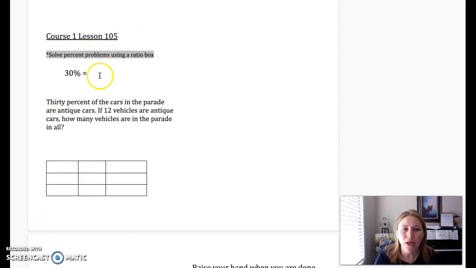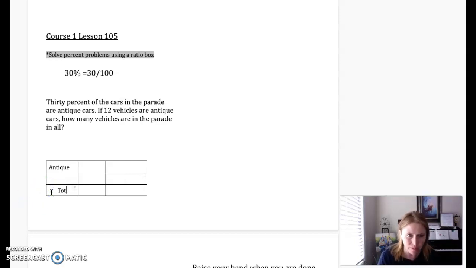So first of all, I wanted to quickly remind you what percent means. Percent is per 100, okay? So that just helps us to remember kind of how much we're talking about when we talk about the total. So they gave us some information right here. They told us that we're going to talk about antique cars.